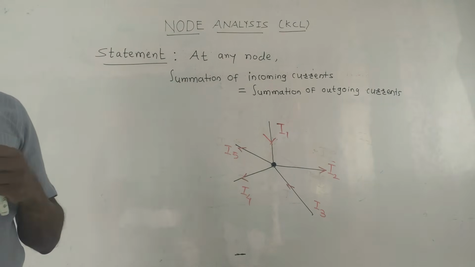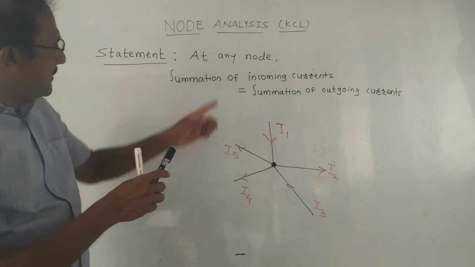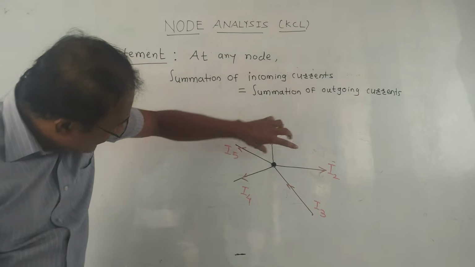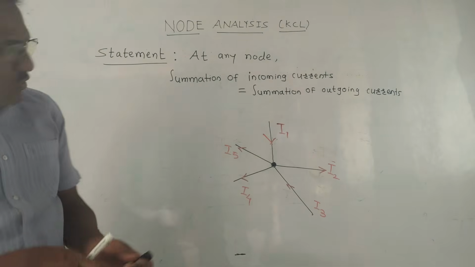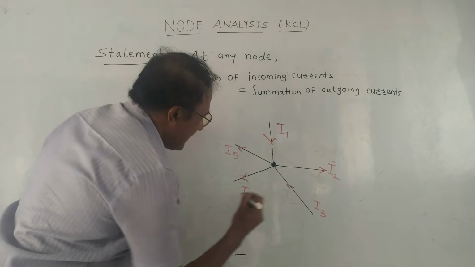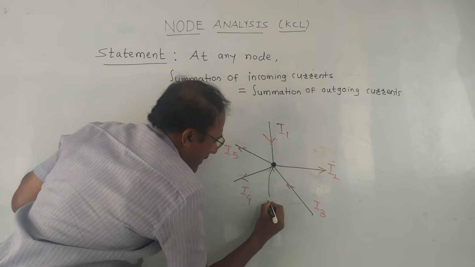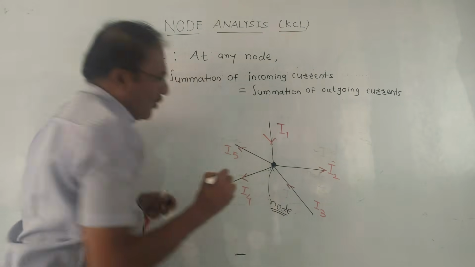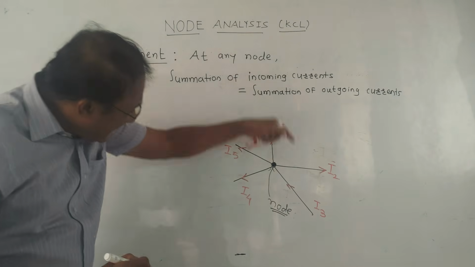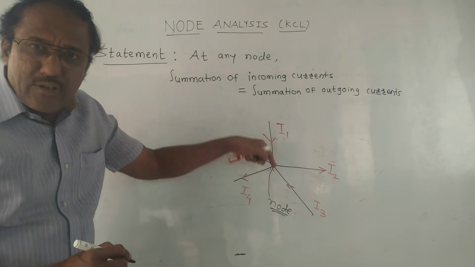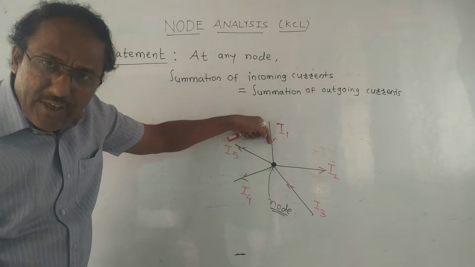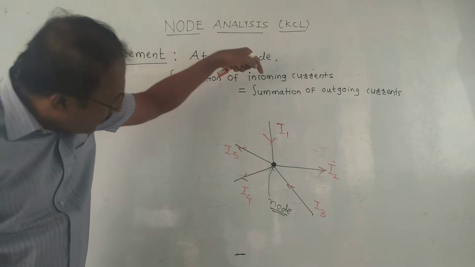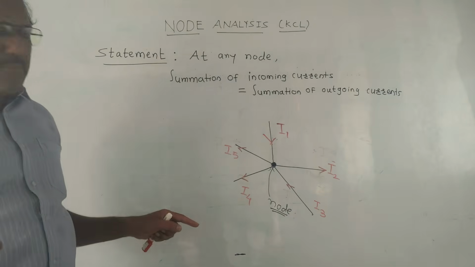Look at the statement. What does the statement indicate? Summation of incoming currents is equal to summation of outgoing currents. As I said, this point is called a node because this is the junction point at which different branches are connected. What are the incoming currents towards this node? Very simple. Look at the arrow. If the arrow is towards the node, the current flowing through that branch is called an incoming current.